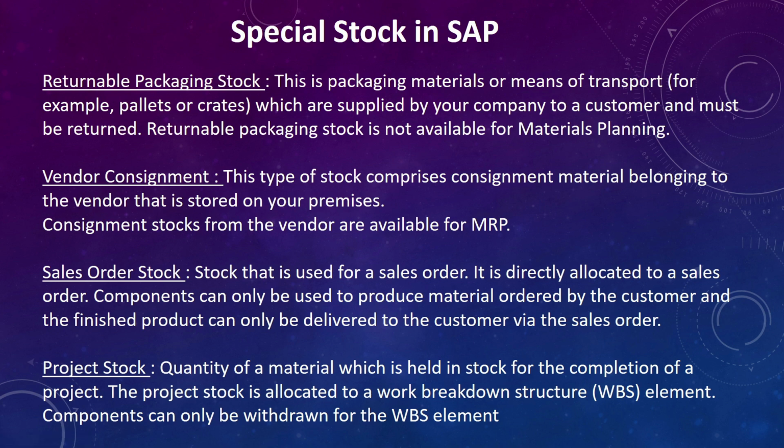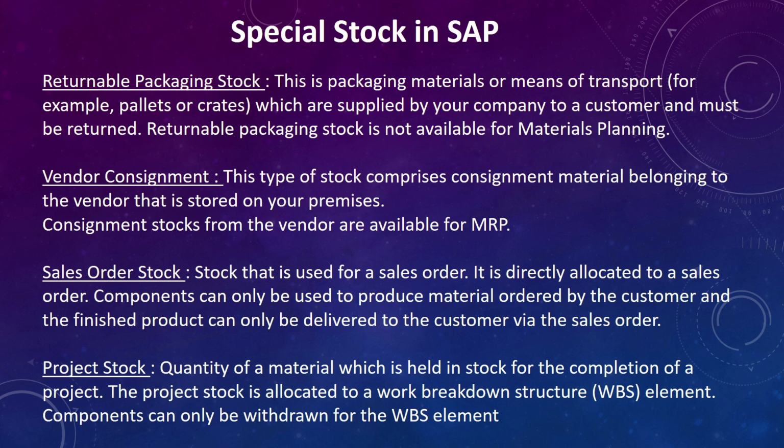The next type of special stock we'll see is returnable packaging stock. This is the packaging material or means of transport which is supplied by your company to the customer and must be returned. Returnable packaging stock is not available for material planning. Examples are pallets, crates or containers.